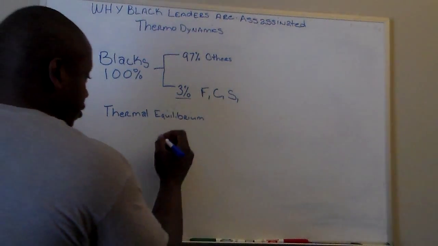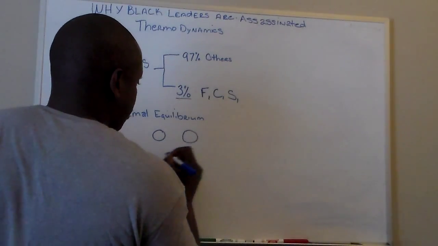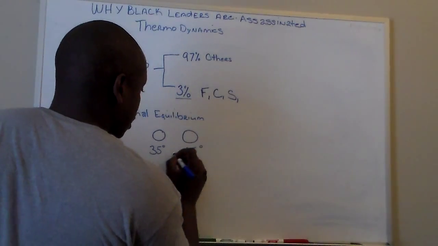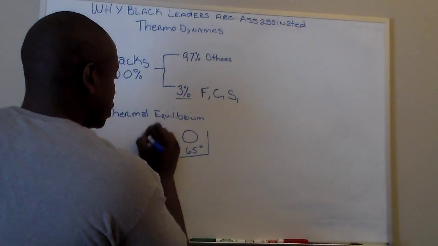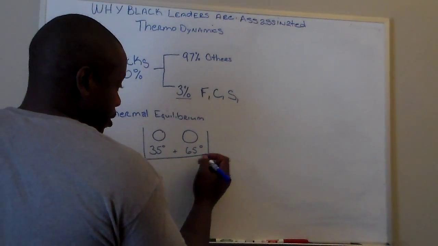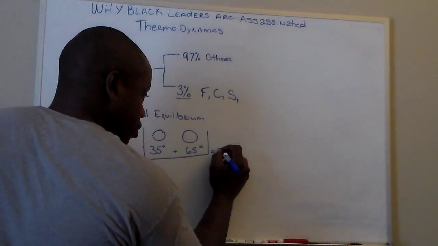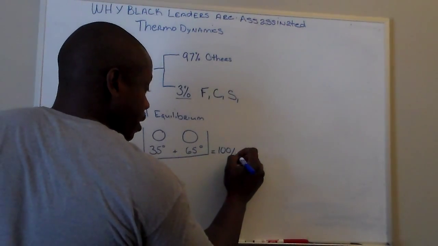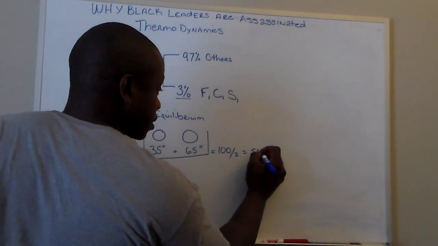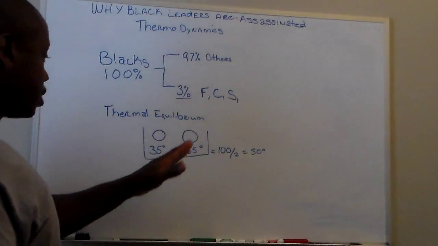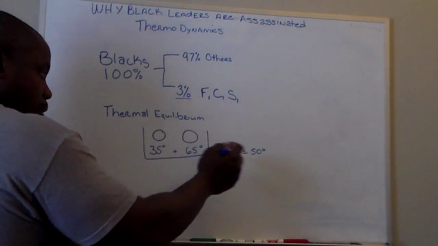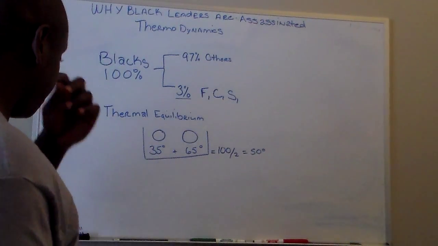So for instance, we have two objects. One is 35 degrees, the other is 65 degrees. The one that's 65 degrees is going to transfer energy to the one that's 35 degrees. They're going to interact, and to get their thermal equilibrium, we add them together, divide by the two of them, and we get 50 degrees. So 65 degrees gave 15 of its energy units to the one that's 35, bringing them to an equal temperature of 50 degrees.